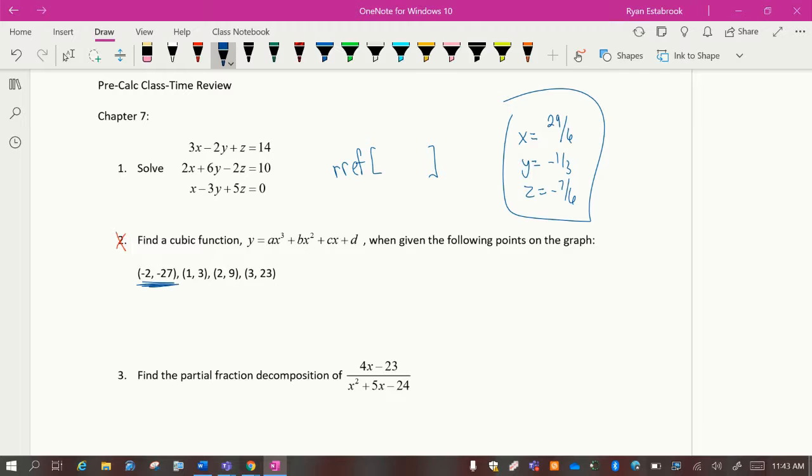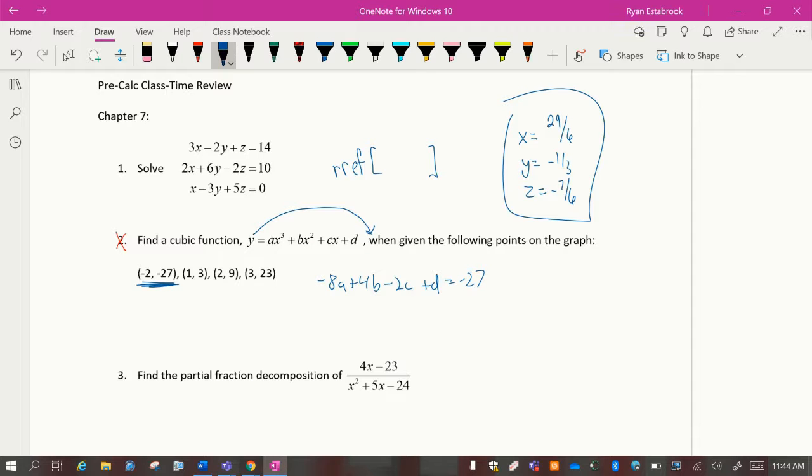This point is on that cubic. So we're going to plug -2 in for all of those x's. So it's a times -2 cubed. -2 cubed is -8, so it's -8a. Plug -2 in for the x, so -2 squared is 4, so it's plus 4b. Plug -2 in for the next one, so it's -2c plus d. And then notice I'm going to move the y value over to the other side, so it's equal to -27. So I'm going to plug that point in to get one line.